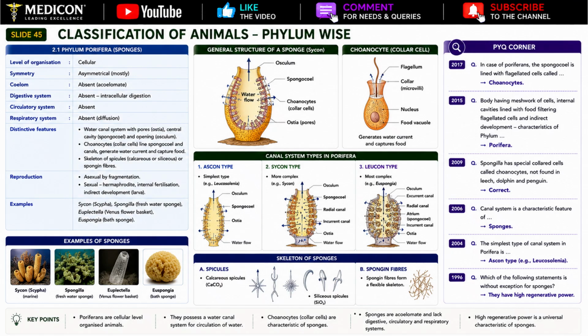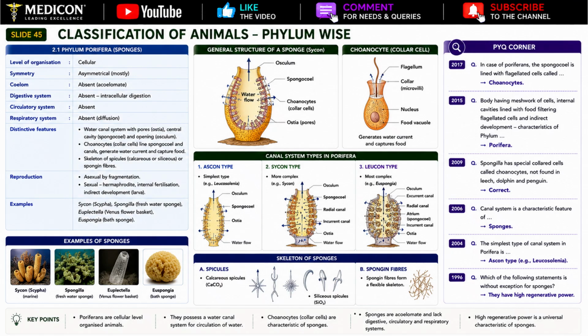Now, general structure of a sponge, you can see the structure of a sponge has these parts. The upper opening is osculum, the spongocoel is the body cavity, choanocytes are also called collared cells, and ostia are the pores present on the body surface. Choanocyte or collar cell has a flagellum outside, a collar called microvilli, a nucleus inside, and a food vacuole. The function of the choanocyte is to generate the water current and also to capture food.